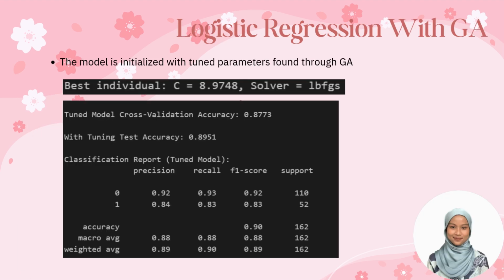Now we are implementing GA into logistic regression default model, and after implementing the GA to the default model, we attain the best individual to be the value C is 8.9748 and the solver is LBFGS. And we can see that the cross-validation accuracy now is 0.8773 and the test accuracy is 0.8951. And the accuracy by classification report is 0.90, which is an increment of 0.01 in accuracy compared to default model.